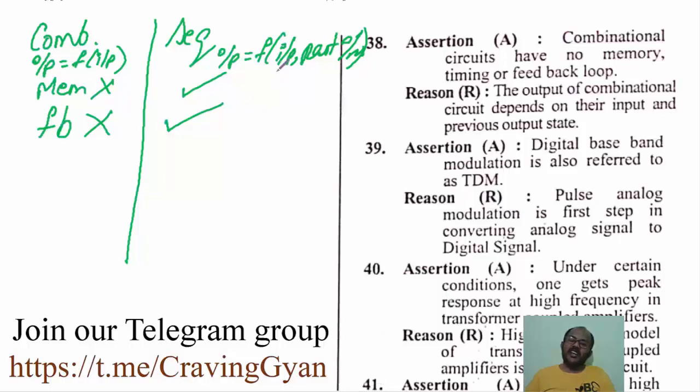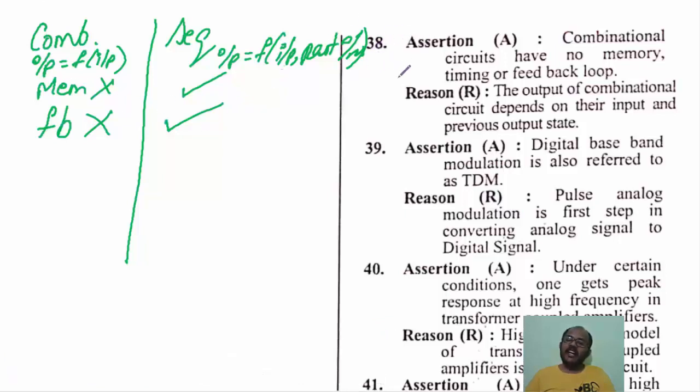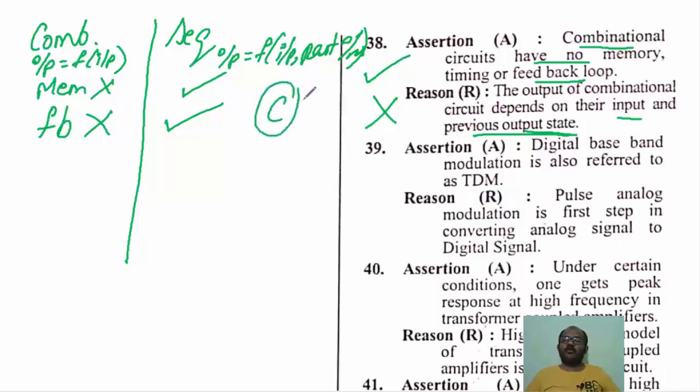So based on this theory, let me answer 38th question. Combinational circuits have no memory or feedback loop. This statement is correct, but the reason they are telling is the output of the combinational circuits depends on their input as well as previous output state. This statement is false. This statement would have been right if this is for sequential circuits. So the corresponding option is option C.